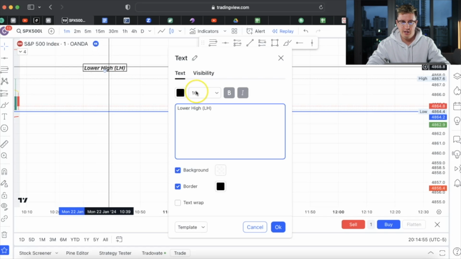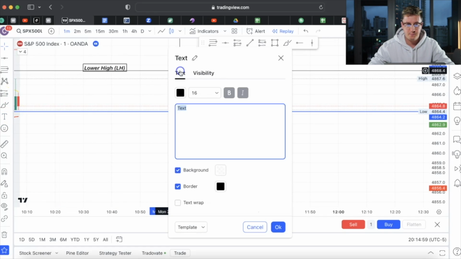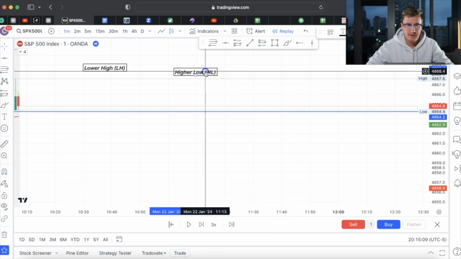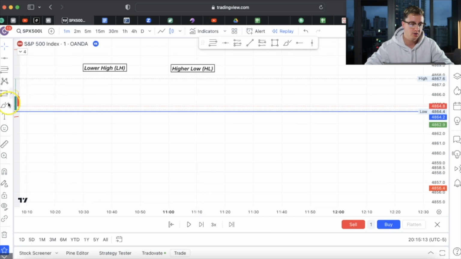Abbreviation of that would be LH. And then I also want to look for a higher low. I'm going to make this very, very simple for you guys to understand. So when I'm trading, I like to look for these two market or candlestick formations, you can call them.